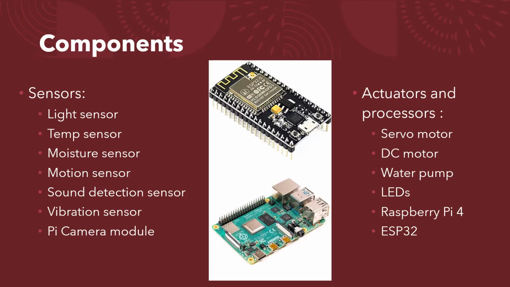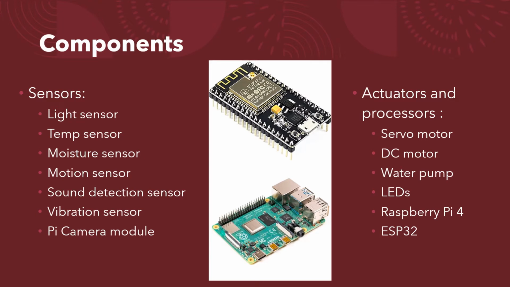For this project, we used a light, temperature, and moisture sensor to detect the light exposure, temperature of the plant, and the amount of water in the plant. We also used the motion sensor to detect if there are any lizards or any other creatures near the plant, so it can alert the user. And we also used the sound detection sensor and a vibration sensor to detect if there are any high winds near the plant, so that it could close the blinds.